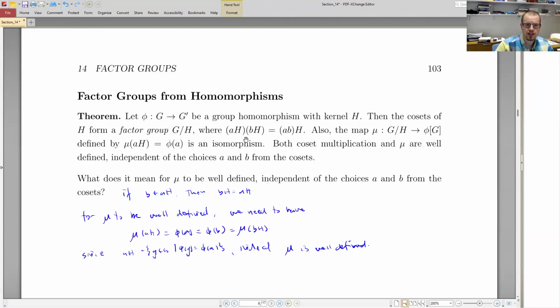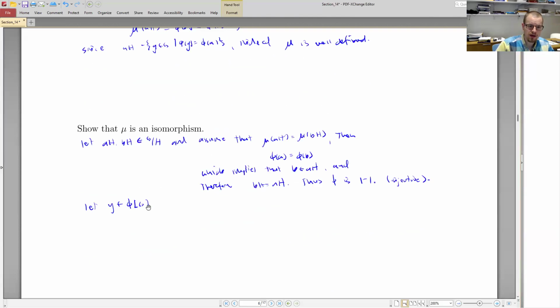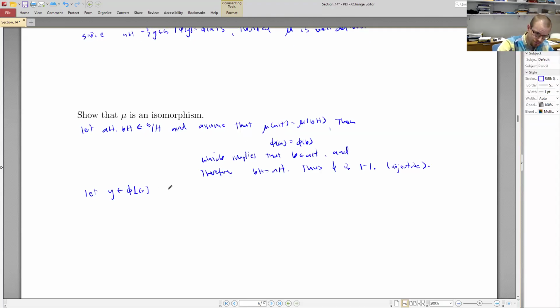What am I showing here? I'm showing that mu is an isomorphism. Mu is a mapping from G mod H into phi of G. So now I'm grabbing onto something in phi of G. Two things from the domain giving me the same output mean that the inputs were the same. That's one-to-one. For onto, start with something in the codomain, and I can find something in the domain of G mod H.